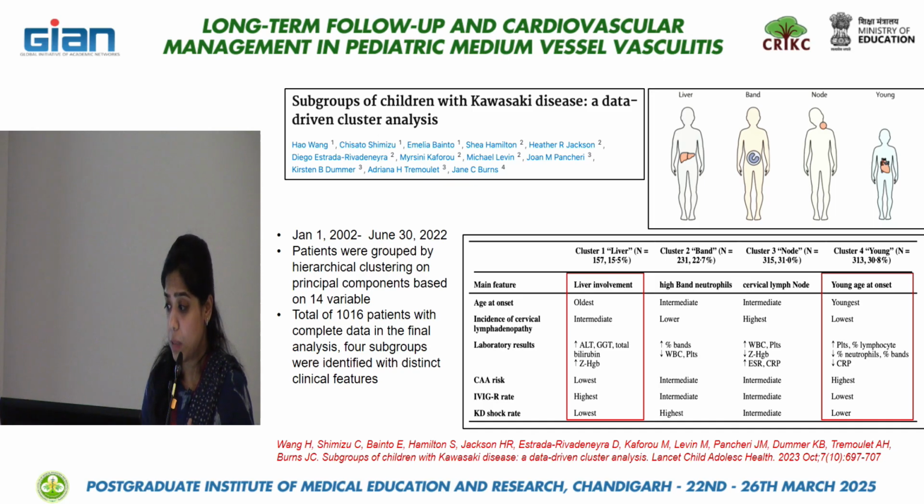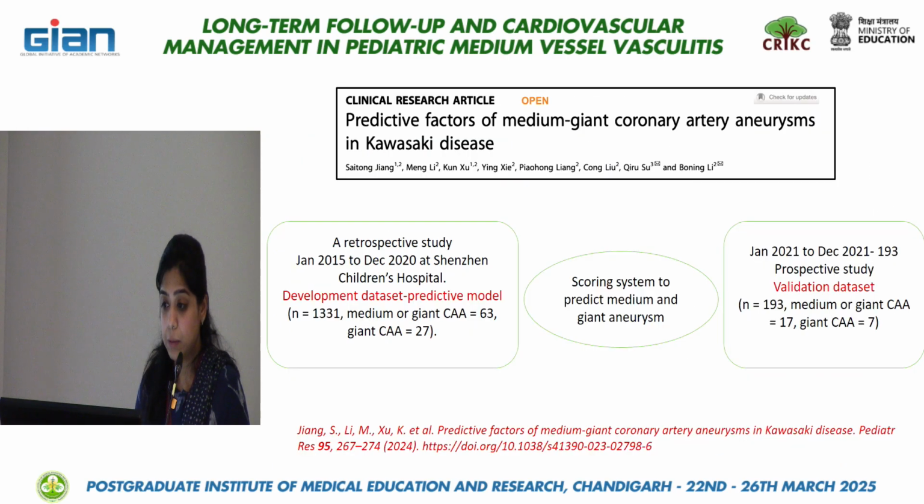The other 2 groups are the one with high band neutrophil counts and the cervical lymph node group. The lymph node group has intermediate risk for CAA, IVIG resistance and KD shock. But the band shape group, those with increased band neutrophils, have a high risk of KD shock syndrome. So these patients also will require extra treatment at onset. So this is a study I want to highlight.